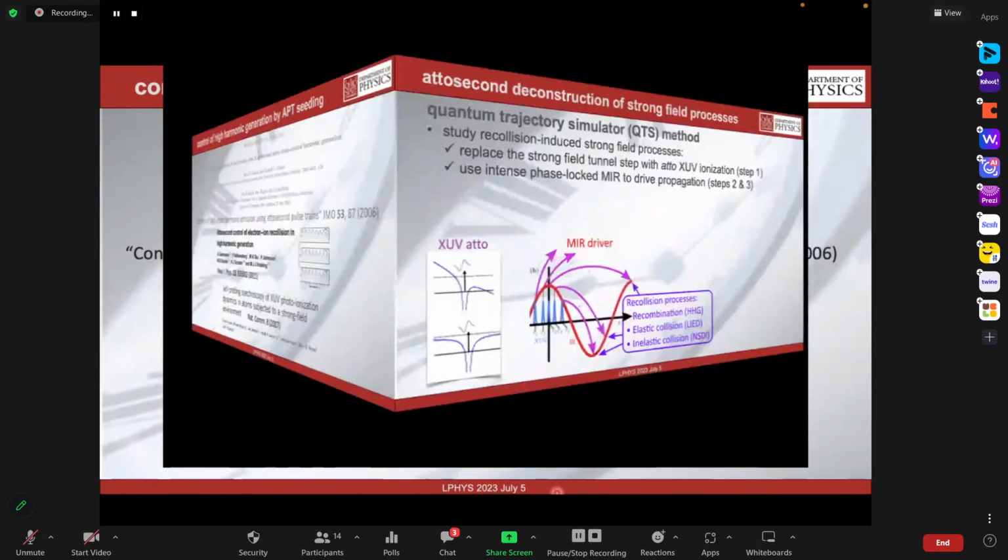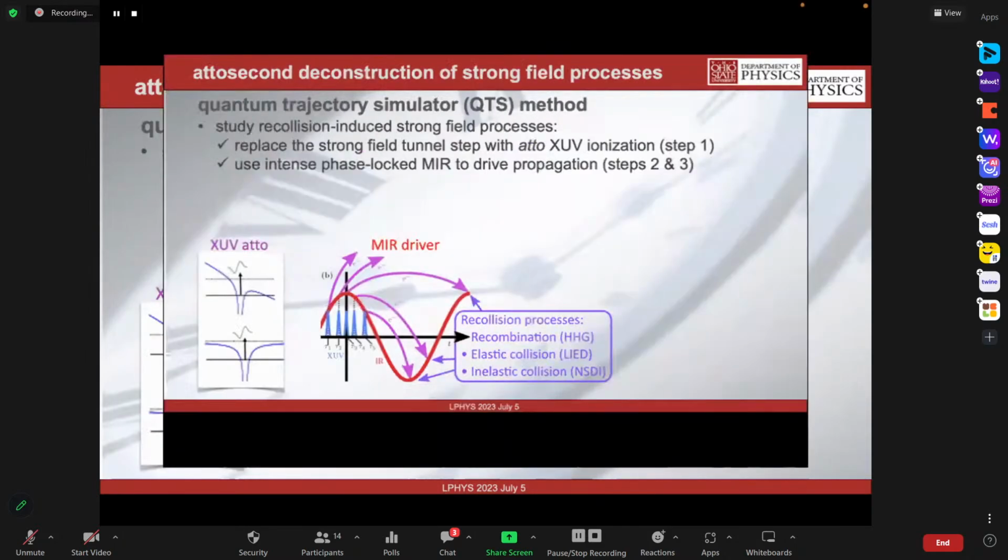So again, the idea of the selector is to study recollision induced strong field processes. We replace the strong field tunneling step with attosecond XUV ionization from an attosecond pulse train. And then we use an intense phase-locked mid-infrared field to drive the propagation.